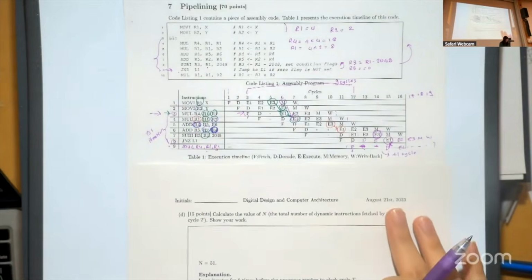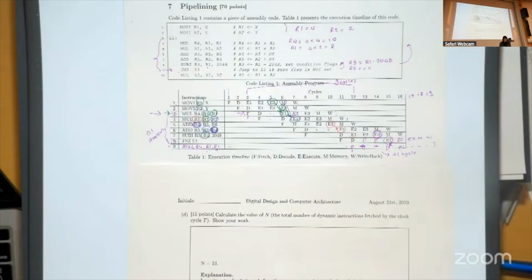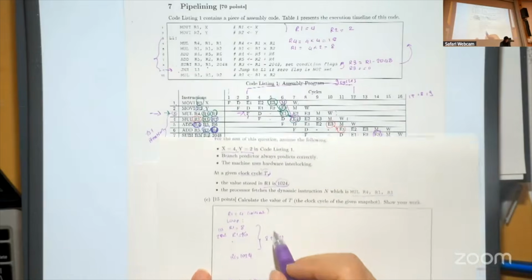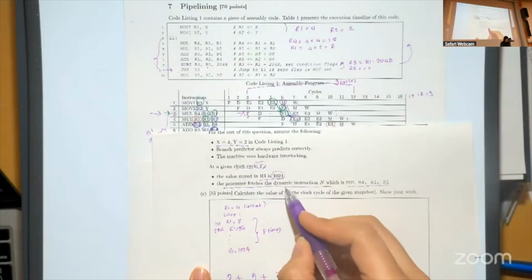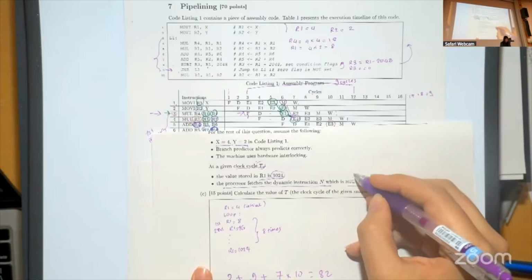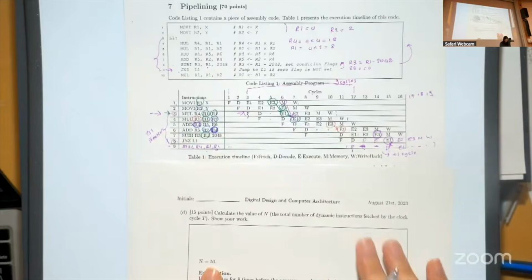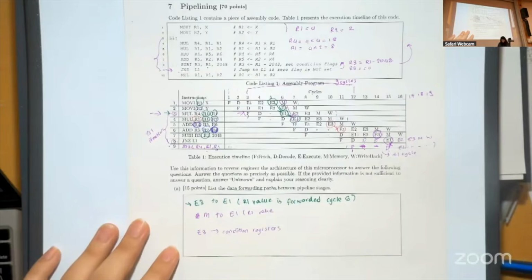Next, the question asks, calculate the value of n. N was the number of, let me show you here. So n is defined like this. This is the count of the dynamic instructions at this point where we fetch this instruction. So basically what we are looking for is, I'm showing you the result actually.